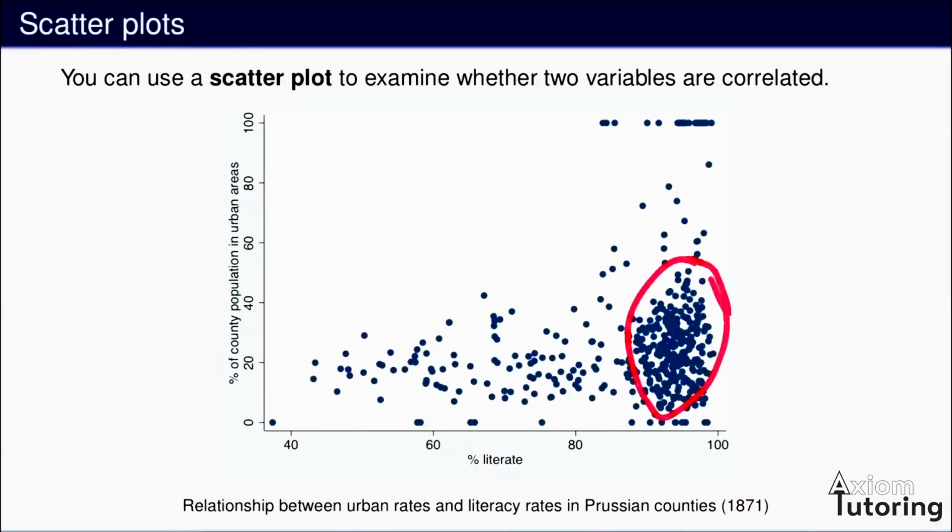Well, it seems like there are a lot of counties with very high literacy rates but a relatively low urban rate, but still with quite a lot of variation. But at least we see that there's a concentration of data around here. Seems to be a very large concentration of data around there, where the urban rate is very high and the literacy rate is very, very high.